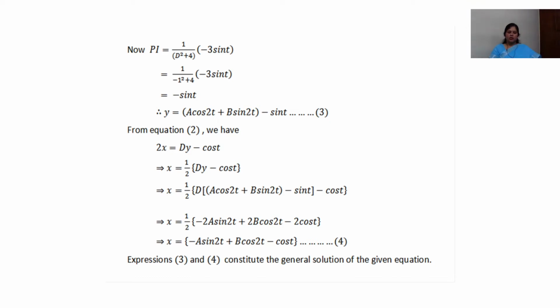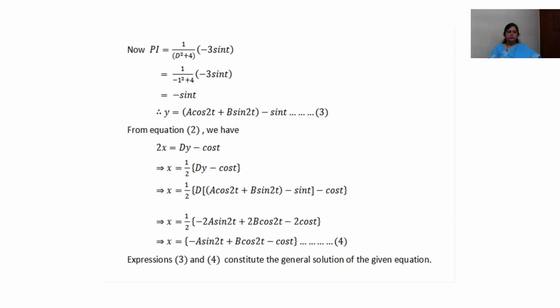Next, b is a constant, then you differentiate sin 2t with respect to t, so we get 2 cos 2t. Then for minus sin t, we differentiate again and get cos t. If you simplify all this, we get x is equal to 1 by 2 into minus 2a sin 2t plus 2b cos 2t minus 2 cos t. The third and fourth terms are both cos t, so we add them and get minus 2 cos t.